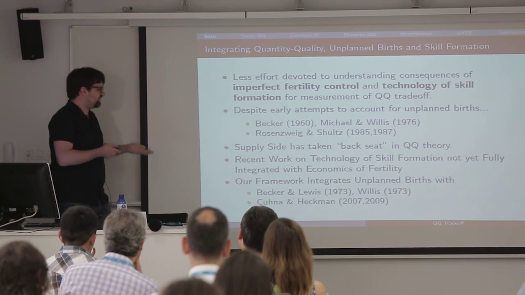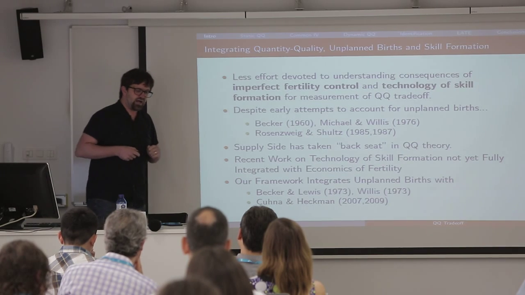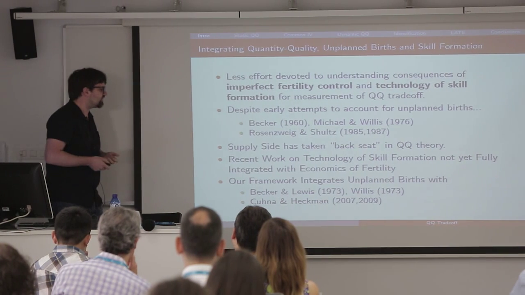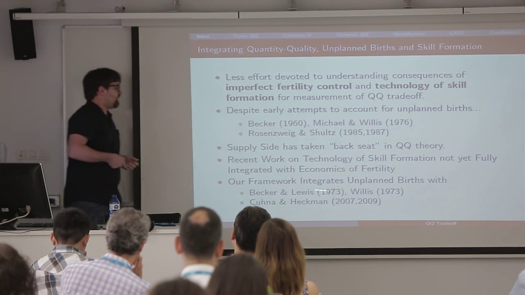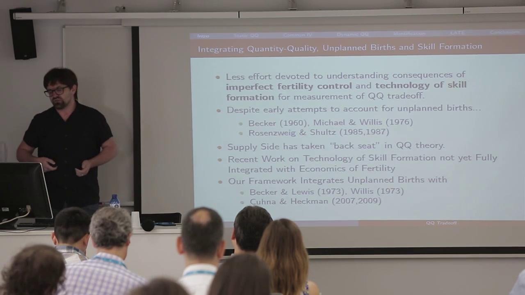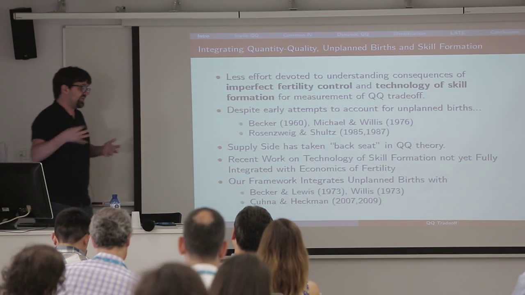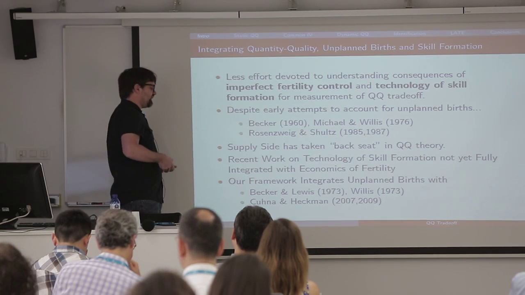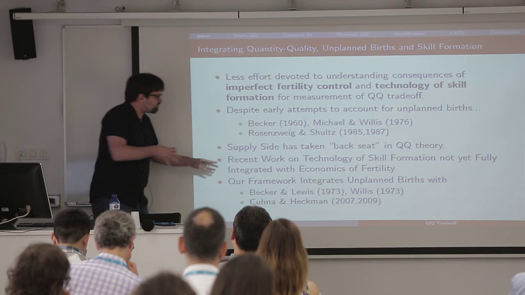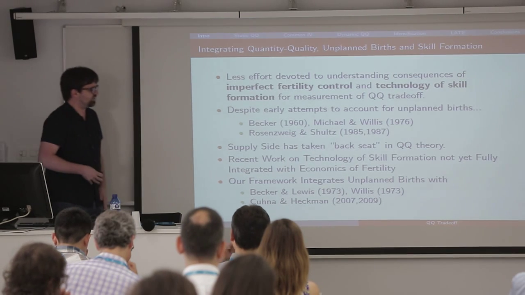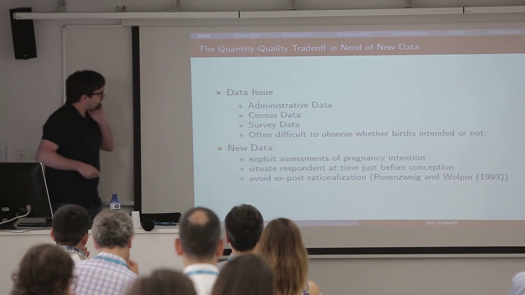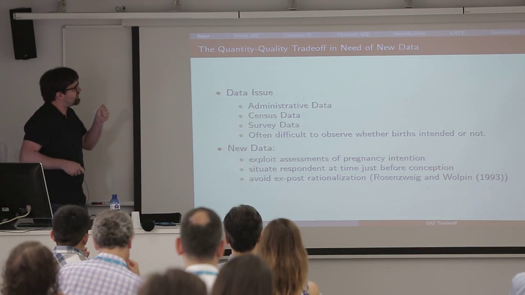And the skills we learned in the last decade are not produced in a static single-shot decision, but it's a complicated dynamic process. On the other hand, all that literature on the dynamics of the technology of skill formation really hasn't integrated all the stuff about fertility that we know from the quantity-quality literature. So what we're going to try to do is really to combine Becker-Lewis with Heckman, Cunha, and allow for unplanned births along the way.